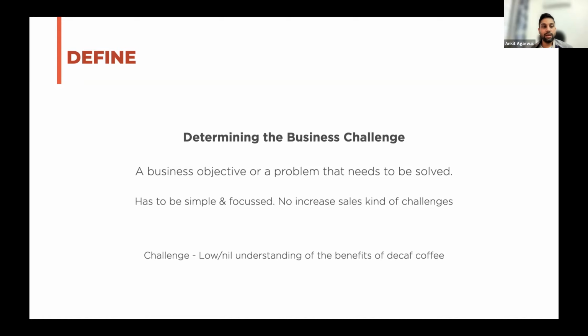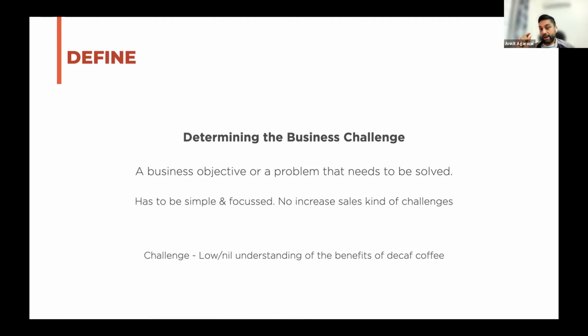Another challenge can be, let's say, my supply chain is broken and I can't fix that. Or my backend supply chain is broken, where I'm not able to procure the right beans with which I'm supposed to make the coffee. But in this case, what we are supposed to think about is challenges which can be fixed using influencer marketing or marketing. Supply chain challenges cannot be fixed by influencer marketing for sure, right? So you're supposed to think about challenges which marketing can solve, which in this case is the low or nil understanding of the benefits of decaf coffee.